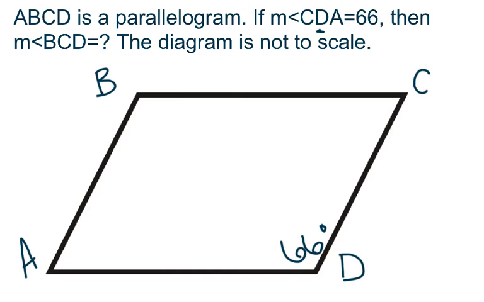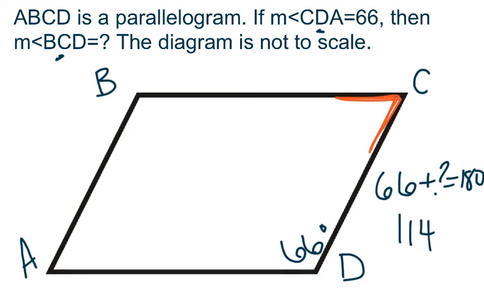And I'm trying to find BCD. Notice that C is in the middle of that. So I'm trying to find this angle right here. And so from properties of parallelograms, I know that adjacent angles, or consecutive angles, should equal 180 degrees. So 66 plus something should equal 180 degrees. So all I have to do is 180 minus 66, and I get 114. So this angle up here has to be 114 degrees, for when I add 114 and 66, I get 180.